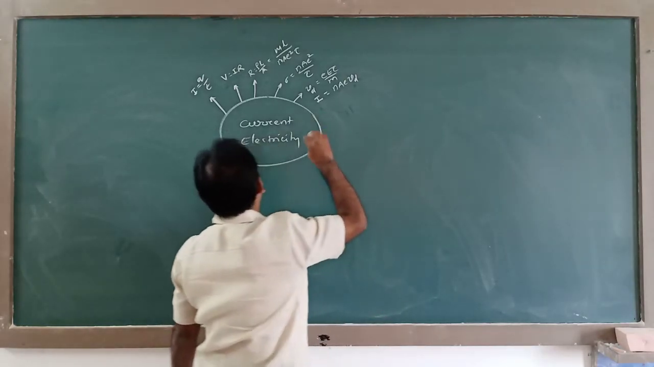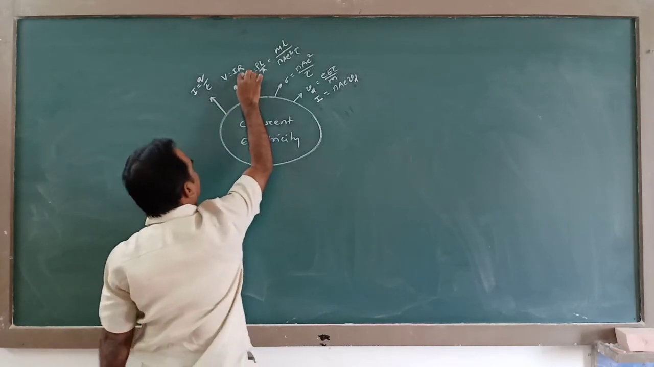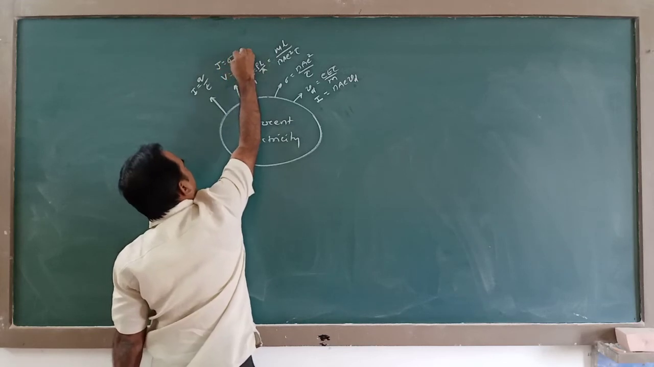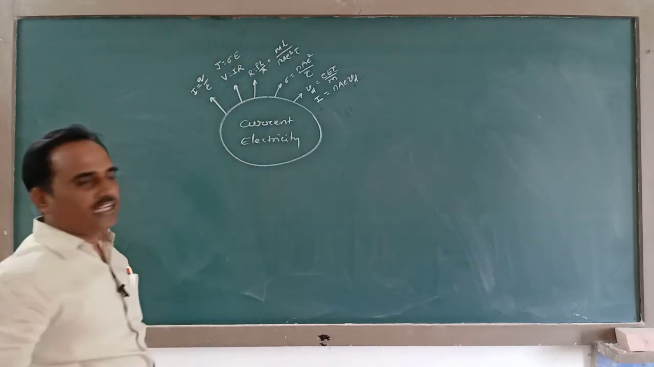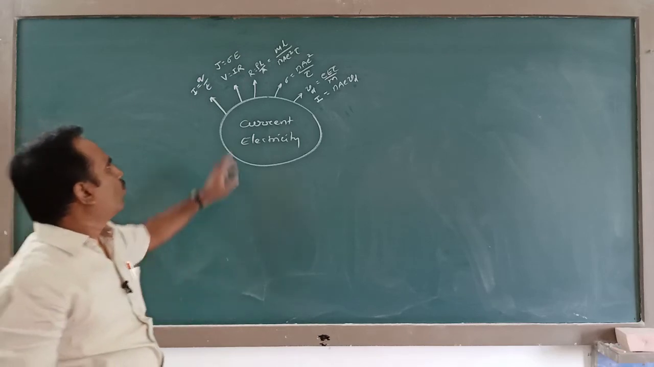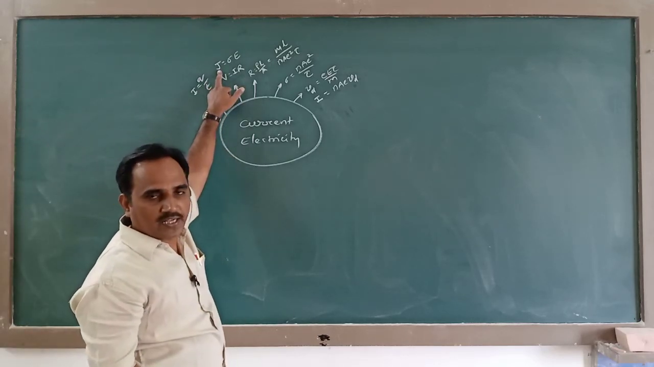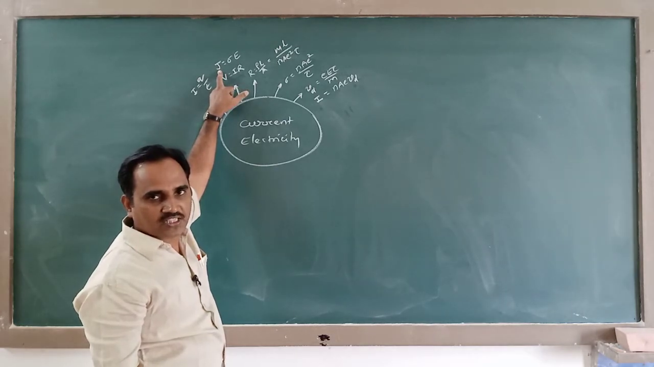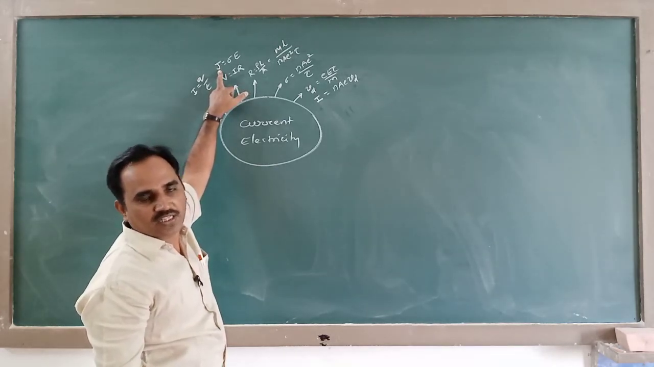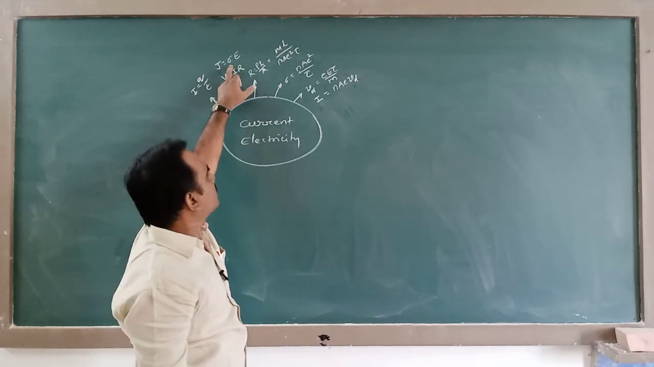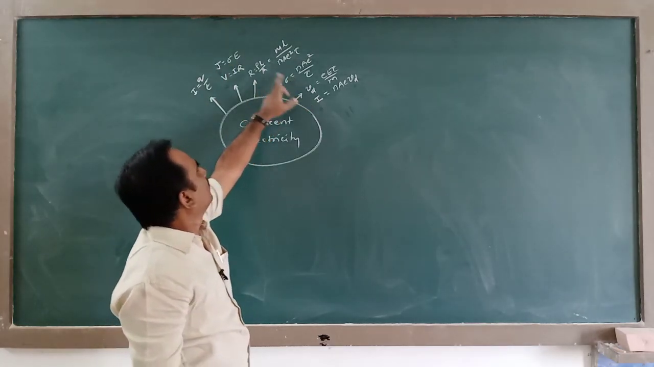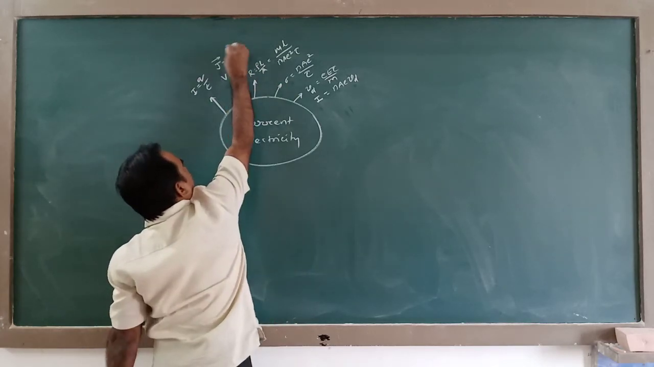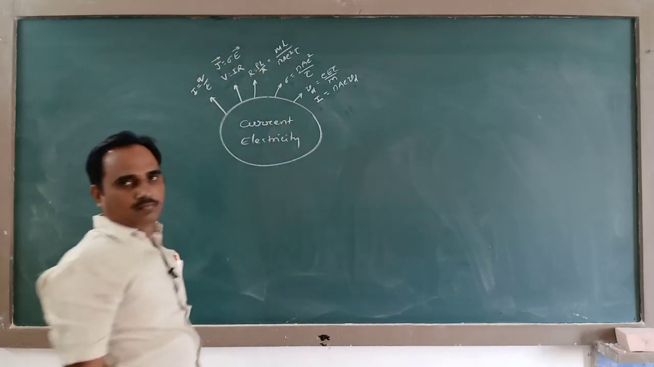Next, this same Ohm's law, in terms of current density, can be written like this. J is equal to sigma E. What is this J? Current density. The amount of current passing normally through unit cross-sectional area of a conductor is the current density. And this sigma is conductivity. This E is the electric field. So in vector form, they can be written like this.